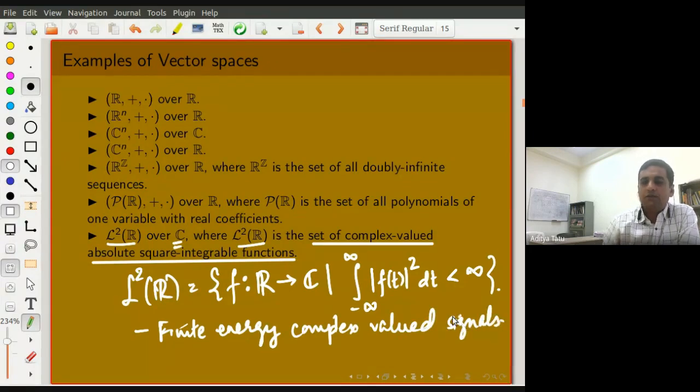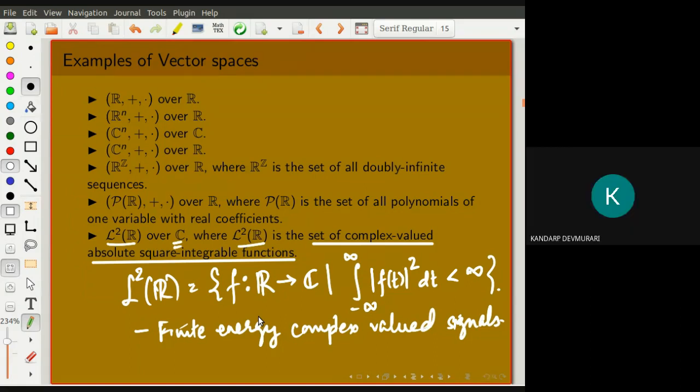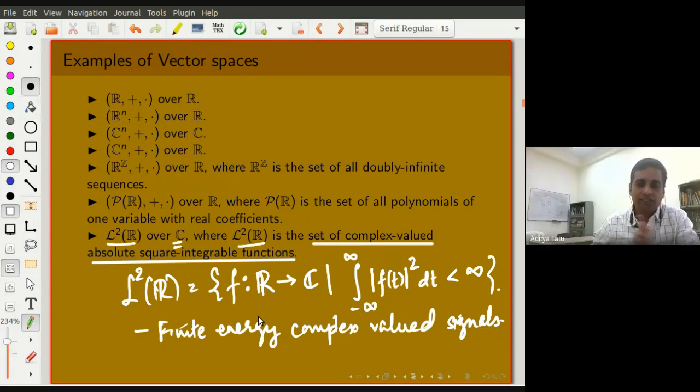We are not going to prove that this is a vector space; you will need a little bit more in order to show that. That extra concept is something I'm sure you've studied in your signals and systems course. You have come across the Cauchy-Schwarz inequality? No, sir. Okay, fine. Then that is something that will be required for us to show that this is a vector space.